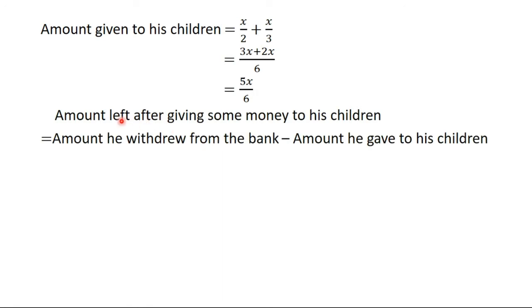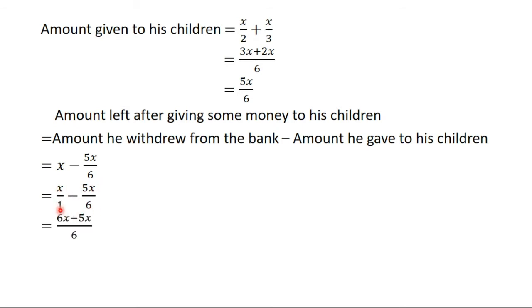In the previous slide we said that the amount of money left after giving some money to his children is equal to the amount he withdrew from the bank minus the amount he gave to his children. We know that the amount he withdrew from the bank is x. The amount he gave to his children, we have found out to be 5x over 6. So from here we can continue with the simplification. We know that x is the same as x over 1.